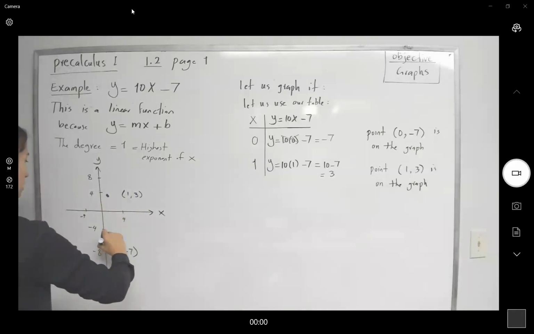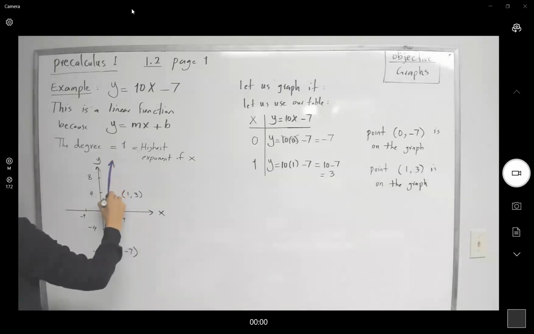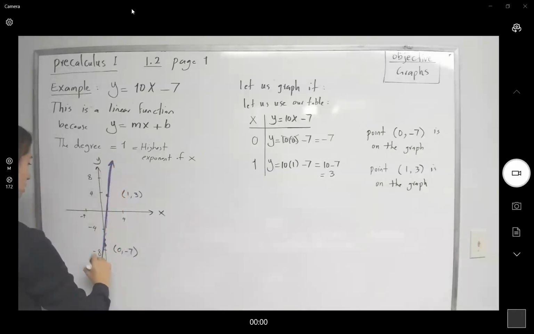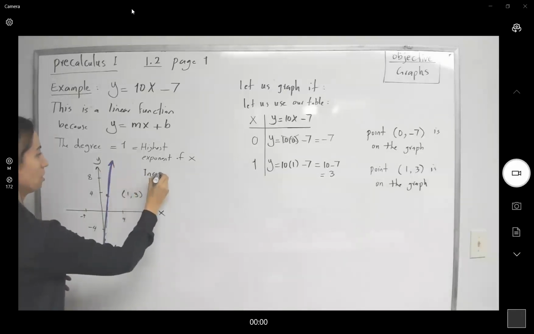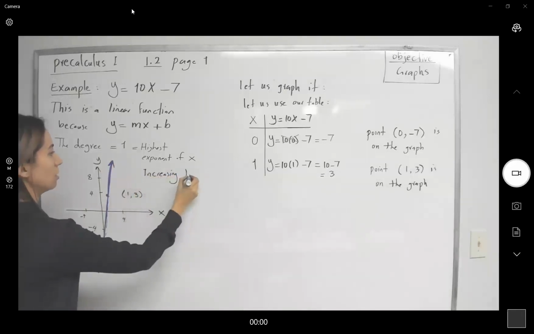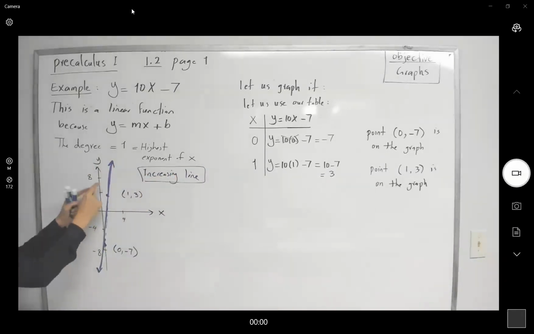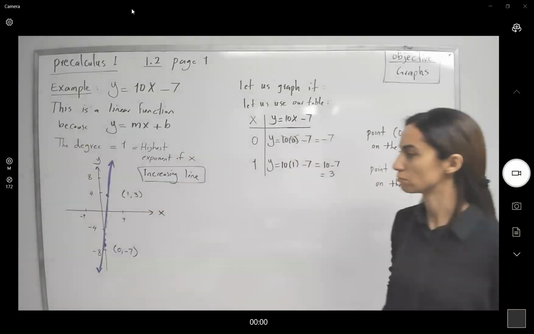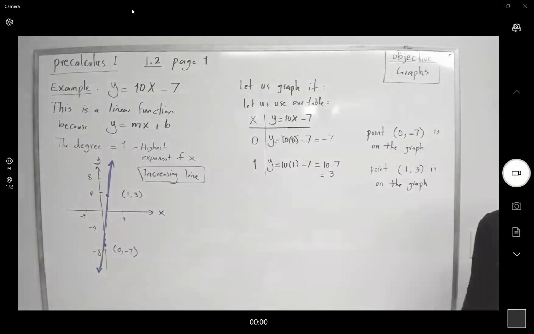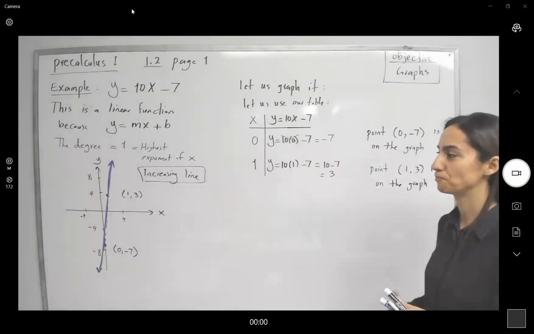If I connect these 2 points together, then this is the graph of my linear function, which is an increasing line. We read the graphs from left to right. Always remember that. From left to right, it is uphill. Okay, so far so good. I have the visualization, the graph of this linear function.